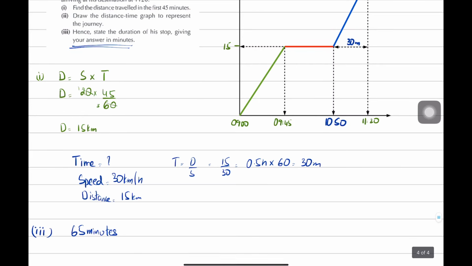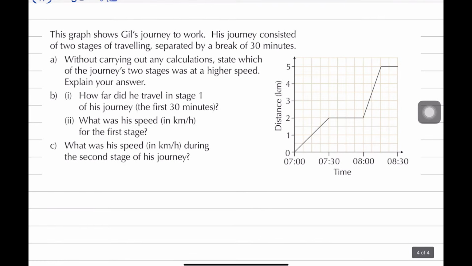Here is another example of a distance time graph. Take a look at it. Let me know if you have any questions. I will give you guys a question where the distance time graph is made, and I just want you guys to solve the following parts. So I'll make these arrows to make your life easy. Okay, now, so part A. Without carrying out any calculations, state which of the journey's two stages was at a higher speed.